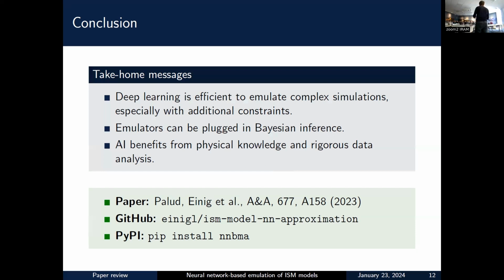And something that I have seen in this work, but also in the previous one, was that AI will benefit a lot from physical knowledge and rigorous data analysis. When we do that, we obtain results that are really better, often with fewer parameters. So this is something which is really important. The physical knowledge of the physicist is really structuring for the solutions that we can develop in the deep learning community. So we have the paper and the GitHub containing the code, and this package is available on PyPI, so it's easy to install through pip. So have a try if you want, and don't hesitate to ask us if you have any questions.